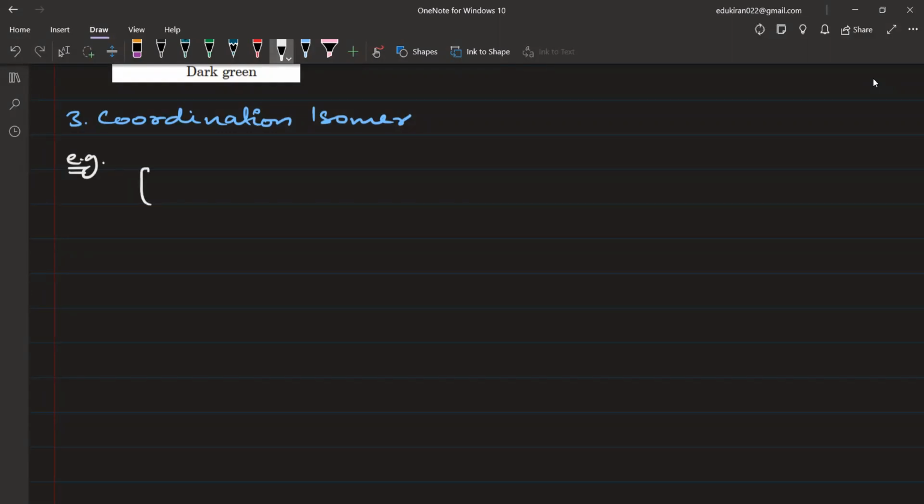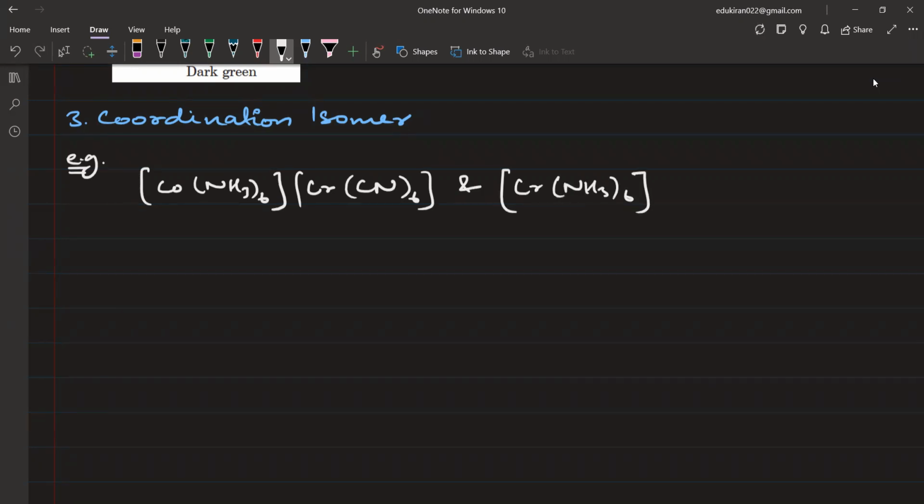ठीक है. For example, you have [Co(NH3)6] and here you have [Cr(CN)6], and its isomer. You have here [Cr(NH3)6], and here you have [Co(CN)6]. So in this case, you can see that the formula is going to be the same, because we have 1 cobalt, 1 chromium, 6 NH3 and 6 CN in both the cases. लेकिन जो bonding है central metal atom के साथ, that is different here.